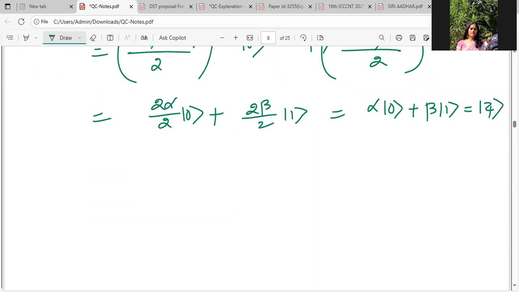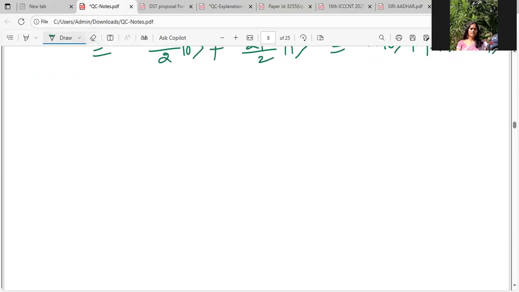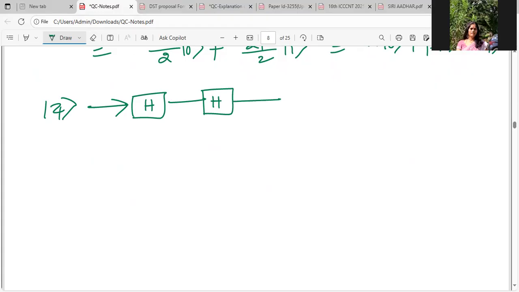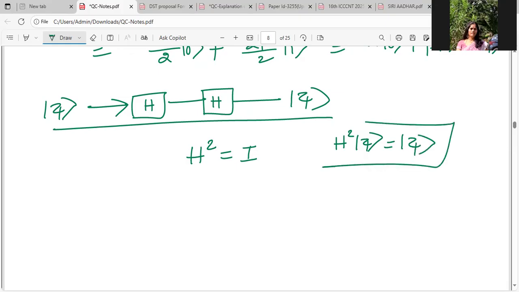I will rewrite this again, guys. Just see here: applying the H gate twice. Rewrite it as a circuit. There is a ket xi. I have passed it through the Hadamard gate once, and again I have passed it through the Hadamard gate. I get back my ket xi. In other words, this can be called H squared is equal to identity, or H squared ket xi is equal to ket xi.